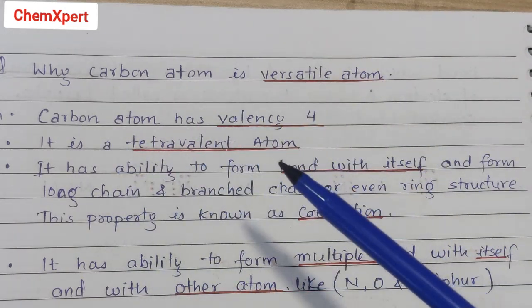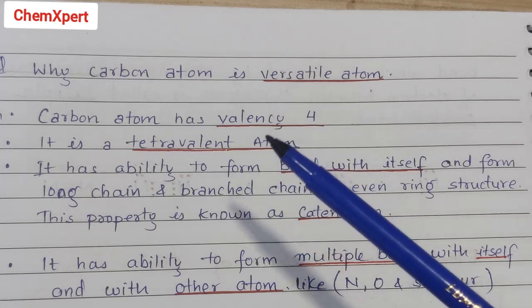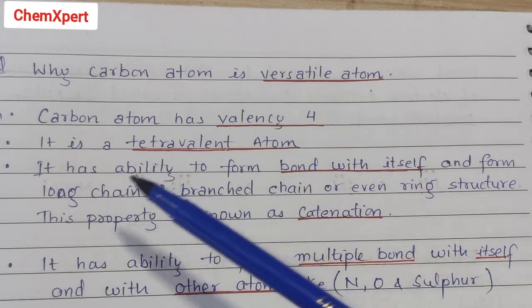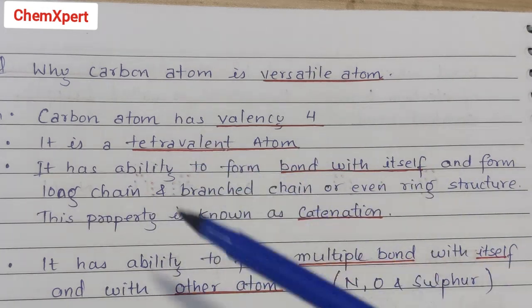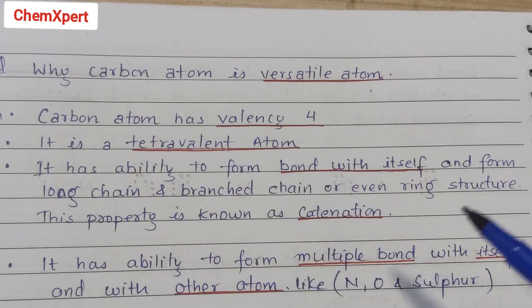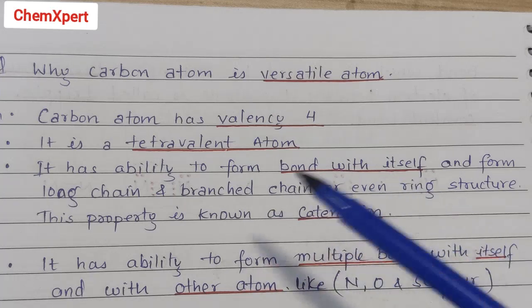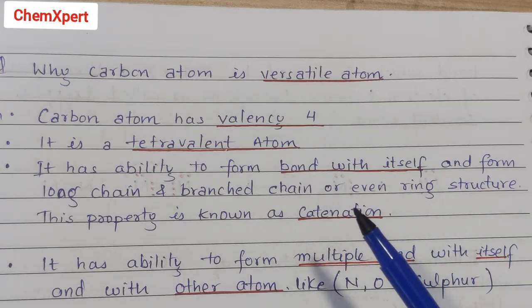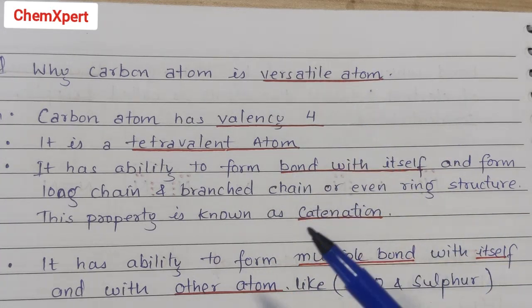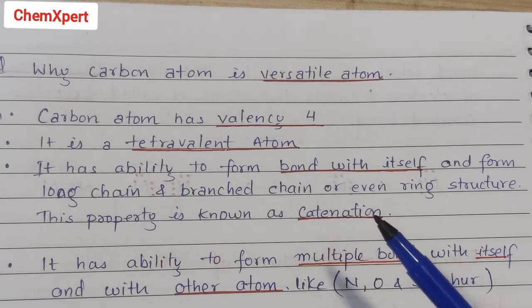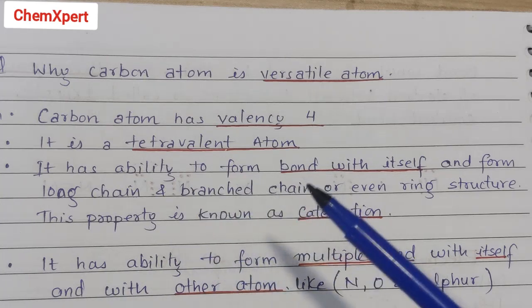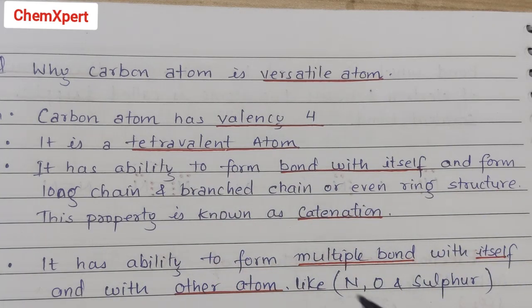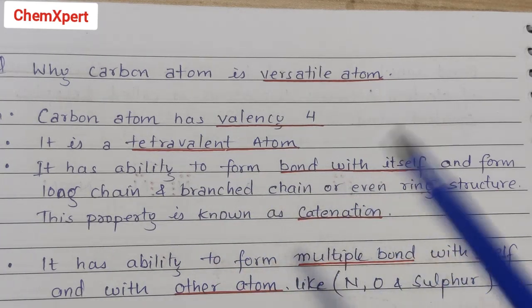It is a tetravalent atom, which means at one time it can form 4 valencies, and it has the ability to form bonds with itself in a long chain, branch chain, or even a ring like structure, and this property is known as catenation. So 1 mark definition is for catenation. Define catenation: the self-linking ability of carbon to form a long chain or a branch chain or even a ring structure. This property is known as catenation.